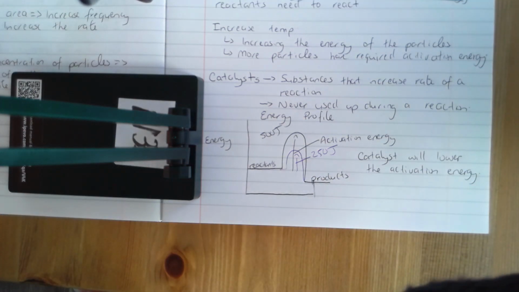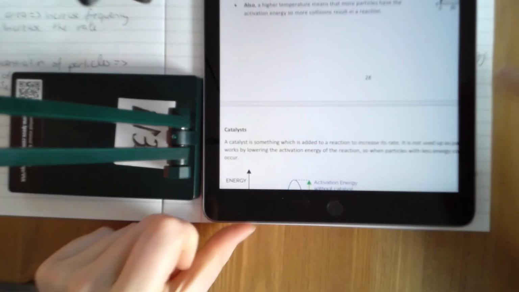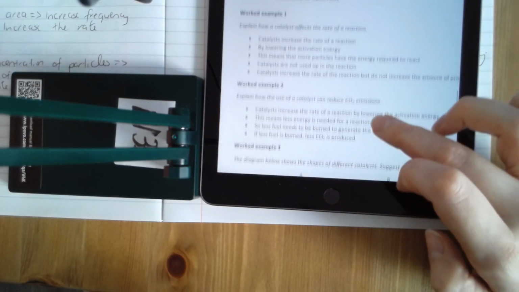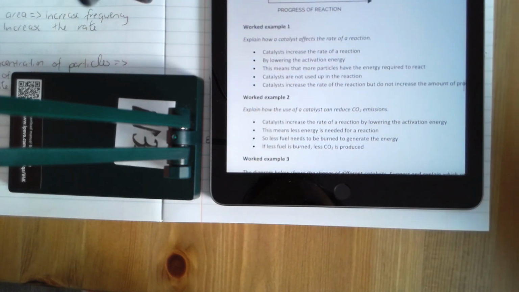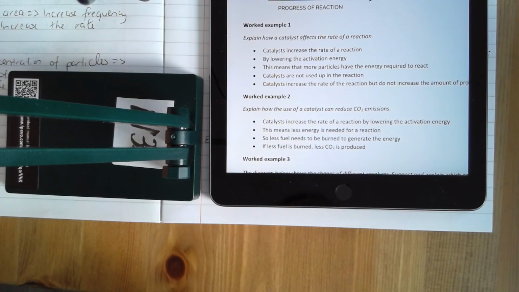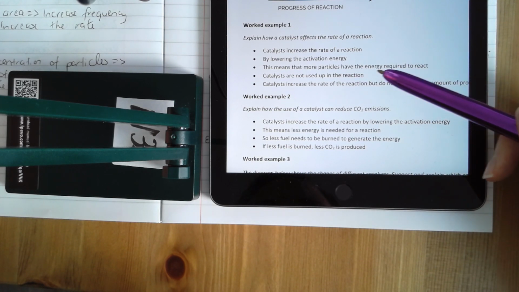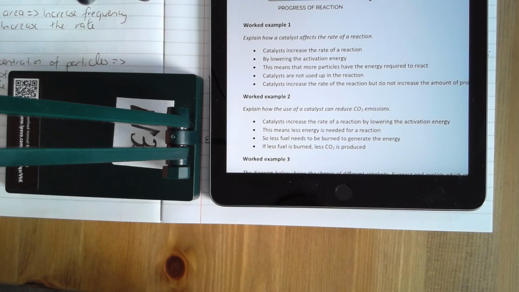Okay, so in terms of how you would phrase that in an exam, you don't need to draw out the diagrams that I have included for you here. You will do it as such. This is worked example 1 on page 29. You will say that catalysts increase the rate of reaction. We already knew that. And they do that by lowering the activation energy. This means that more particles have the energy required to react. Those are your 3 important points when you're talking about the effect of a catalyst on a reaction.